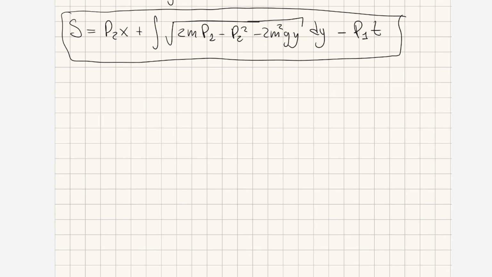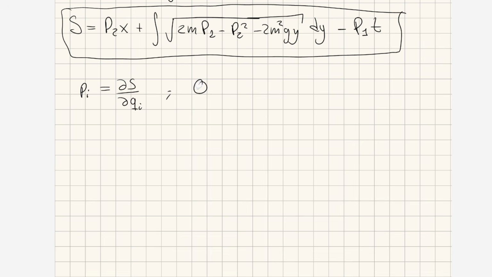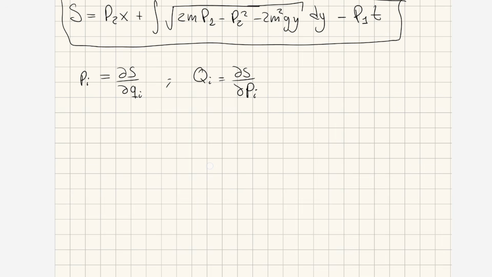Remember that in the first lesson that we gave on Hamilton-Jacobi formalism, we established some equations that the function s needs to verify. One of those equations is that pi needs to be equal to the partial of s with respect to qi, where this pi is the little p. Don't get confused, remember we have little p and upper p. The other equation was that the upper q is equal to the partial of s with respect to the upper pi. These are the equations that we showed in that first lesson.